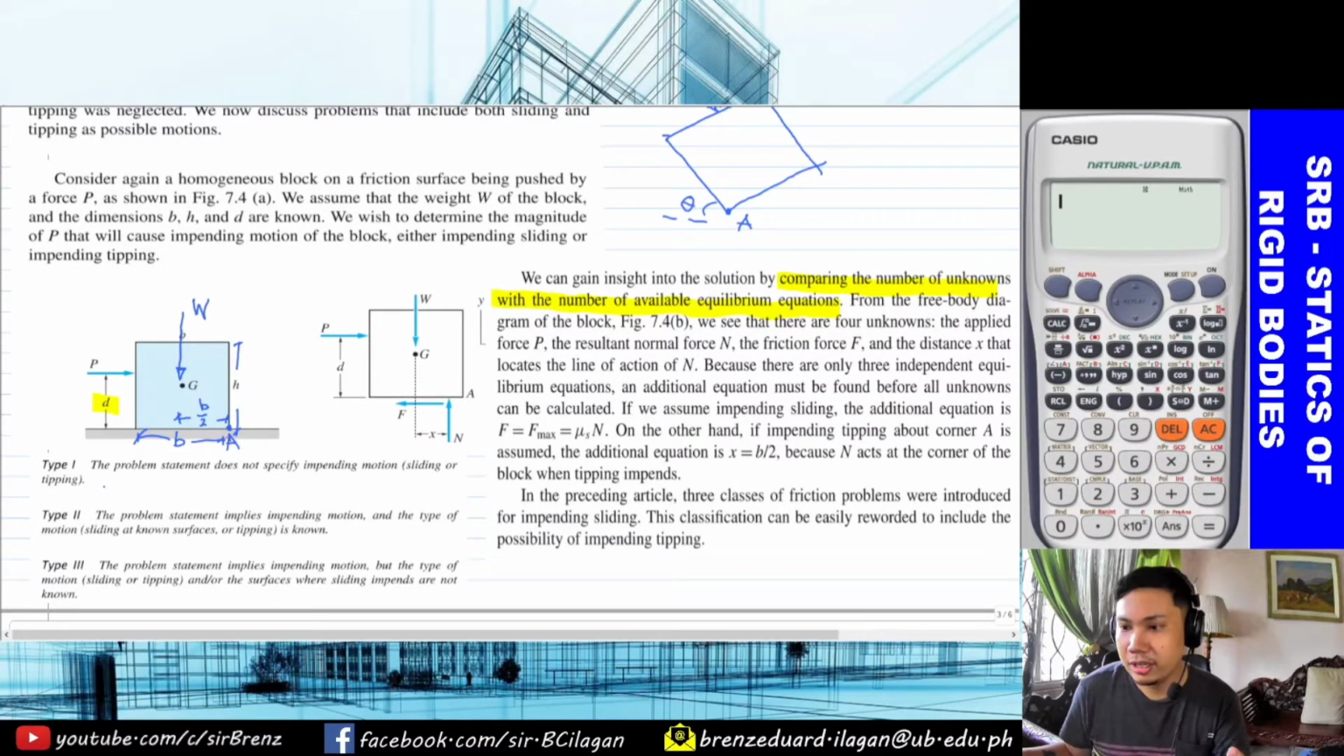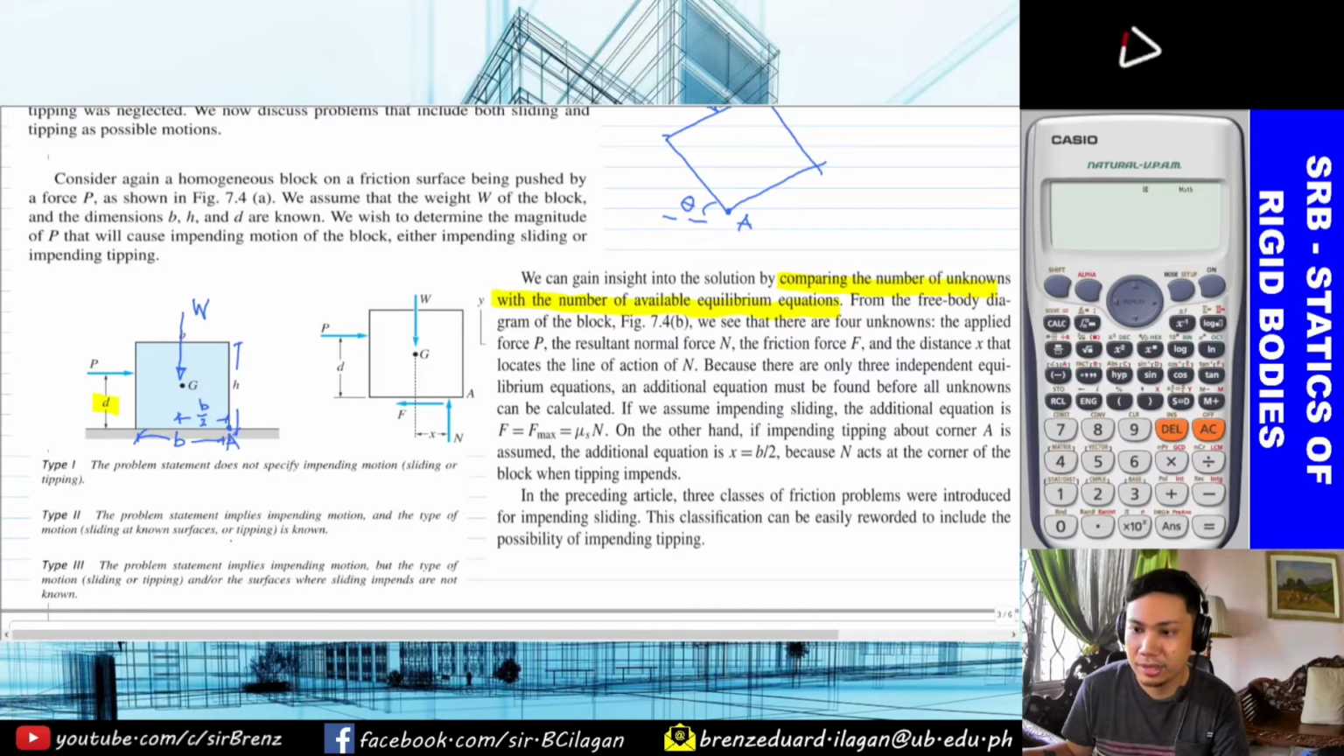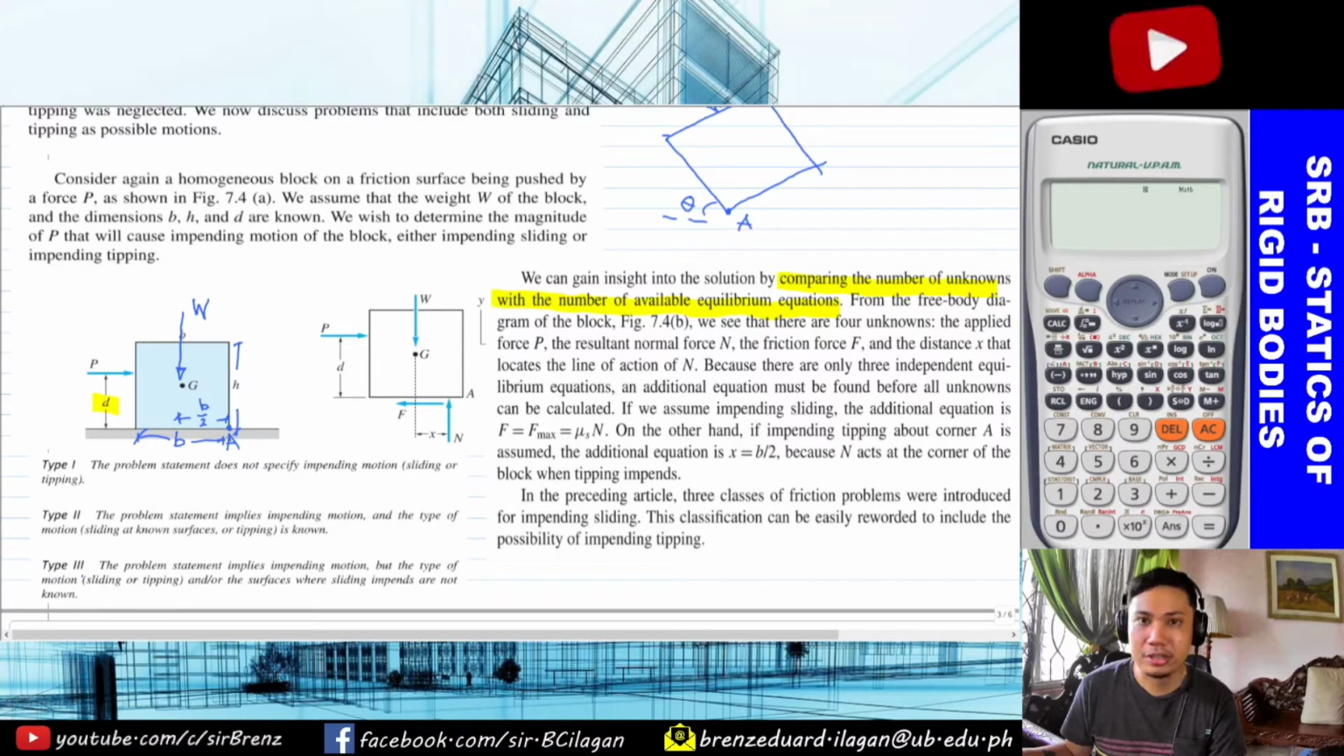So, the first one, the problem statement does not specify impending motion, neither sliding or tipping. So, gaya doon sa kanina, walang na-specify. Okay? Type number 2, the problem statement implies impending motion and the type of motion, so sliding at a known surface or tipping, is known. And the last one, the problem statement implies impending motion but the type of motion, sliding or tipping, and or the surface where sliding impends are not known. So itong type 3, medyo madugo ng konti.